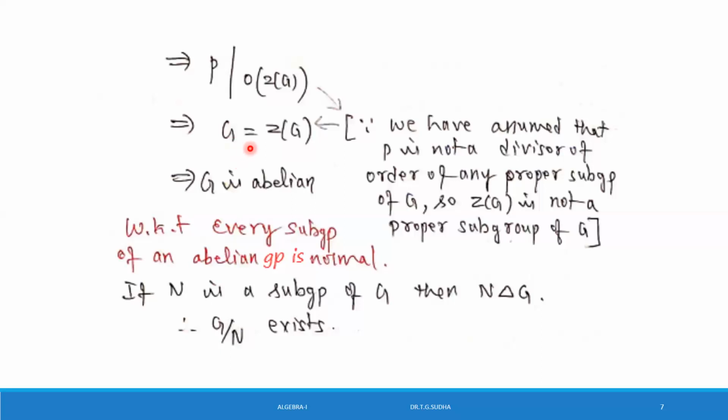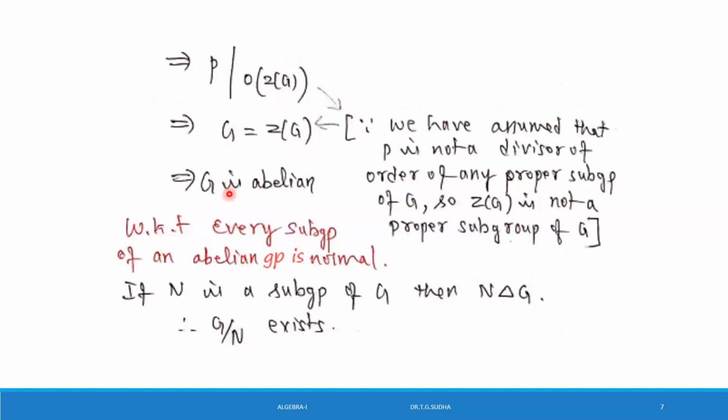And this implies G is equal to the center, because we have assumed that P does not divide any proper subgroup of G. Okay, so Z of G is not a proper subgroup of G. Since it is not a proper subgroup of G, it must be equal to G. Since Z of G is abelian, we can say that G is also abelian. Now let us move on to the next part.